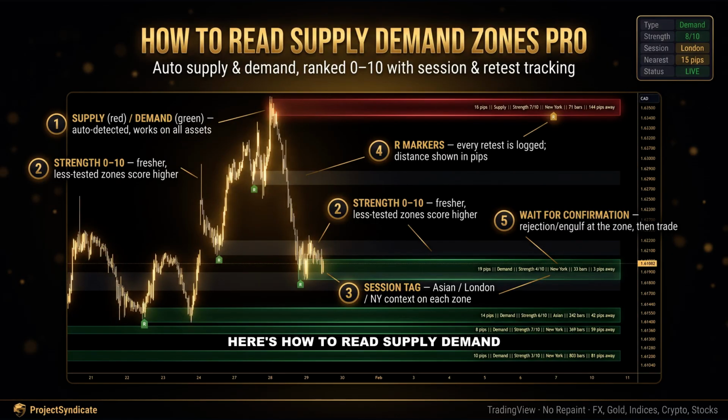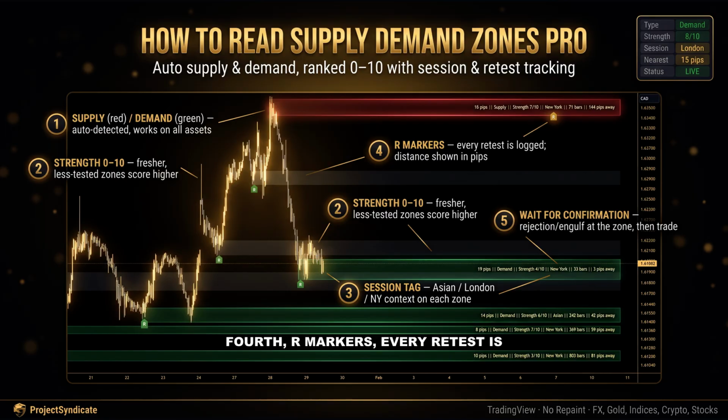Here's how to read Supply-Demand Zones Pro on a live chart. Auto supply and demand, ranked 0 to 10 with session and retest tracking. First, supply red, demand green, auto-detected, works on all assets. Second, strength 0 to 10, fresher, less tested zones score higher. Third, session tag, Asian or London or NY context on each zone.